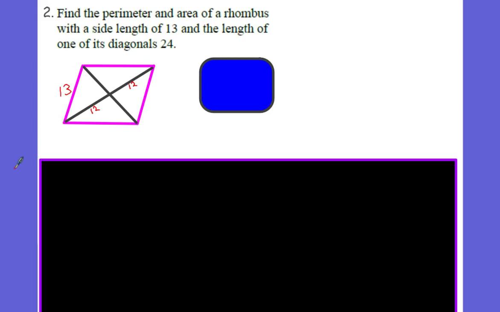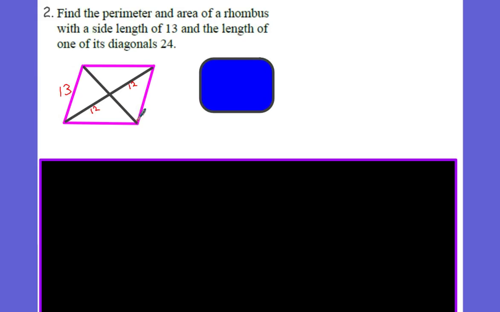Okay, so if we think of our area formula for a rhombus, it's diagonal 1 times diagonal 2 divided by 2. So you need the lengths of both diagonals. Well, we only have the length of one full diagonal, but I bet you can figure out a way to find this length.